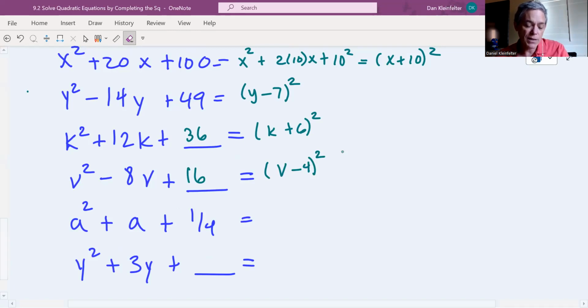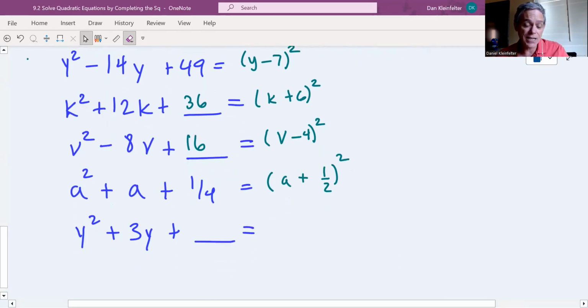Okay, one with a fraction in it. We've got a squared plus a plus a fourth. So don't be scared, it's going to be all right. We have a in the front, and then in the back, the square root of a fourth is a half. 2 times a half is 1, so this fits the pattern. We've got a plus 1/2 squared.